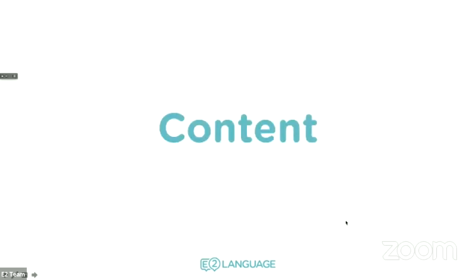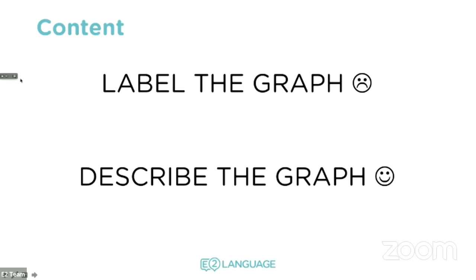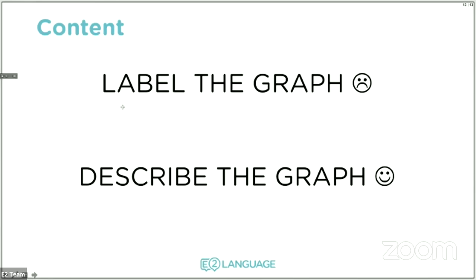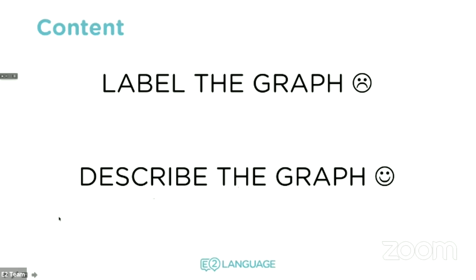Let's think about content. First of all, you need to distinguish between labeling a graph and describing a graph. This is not what you want to do. This is what you want to do. You've got to describe the graph. There's a big difference. You don't want to label it. Let me tell you what I mean here.